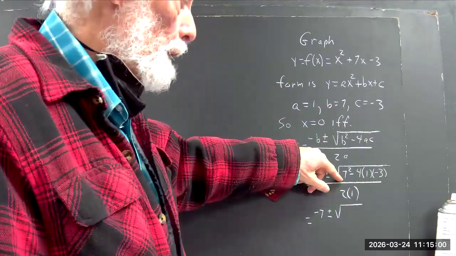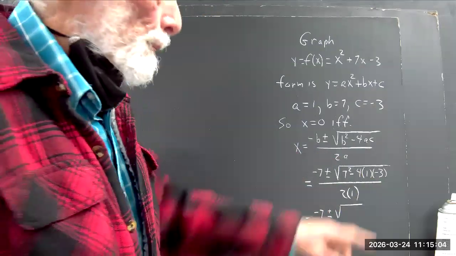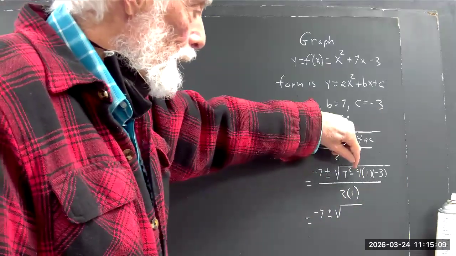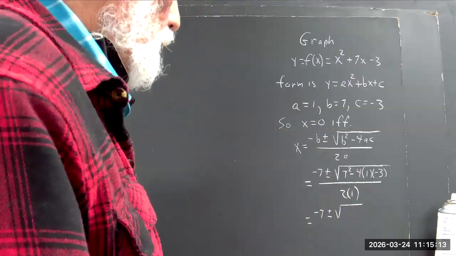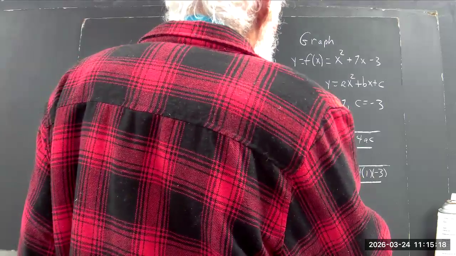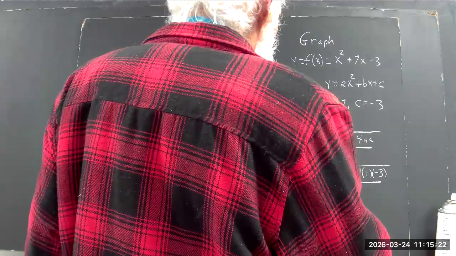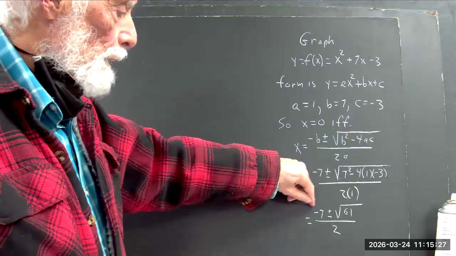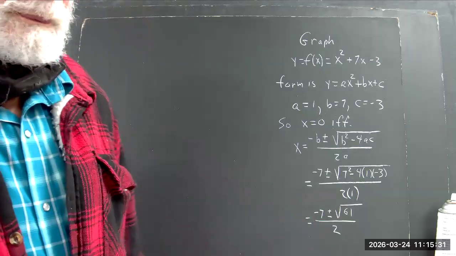But 7 squared is 49. 4 times 3 is 12. And 4 times 1 times 3 is 12. And you got a negative in front of it and a negative on the 3. So that means it's going to be 12. And 7 squared, then 49, add 12, you get 61. I think we got that on one of the examples last time. Okay, so you get -7 plus or minus the square root of 61 over 2.